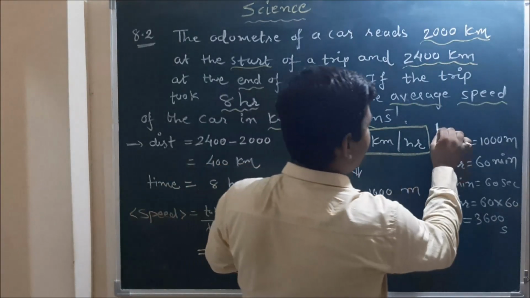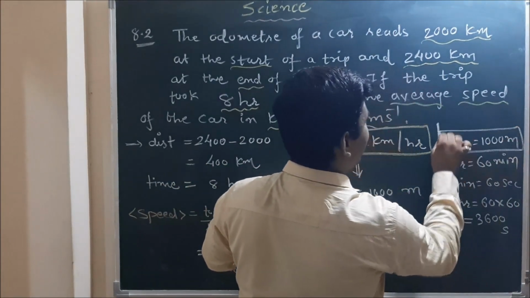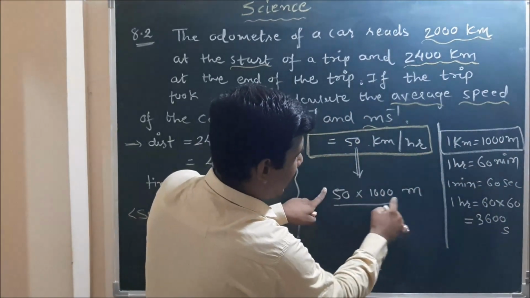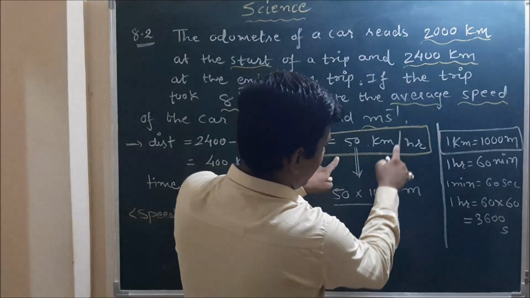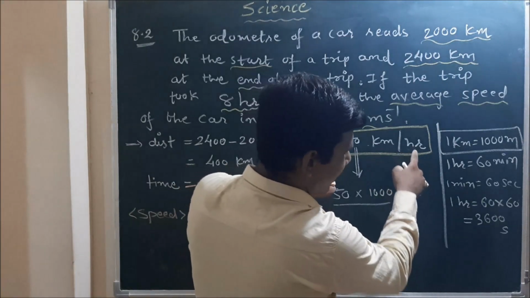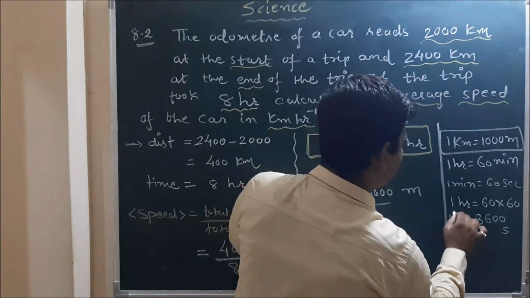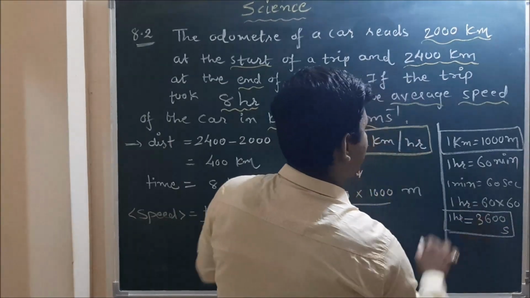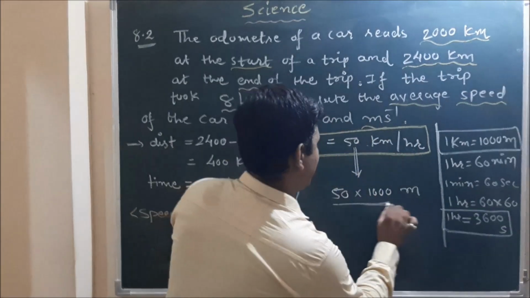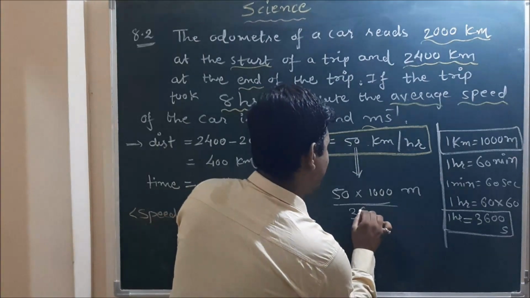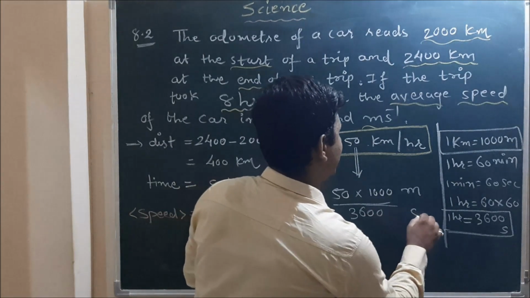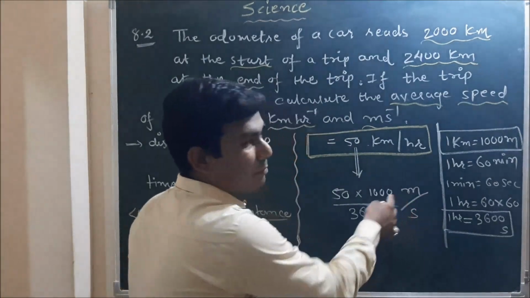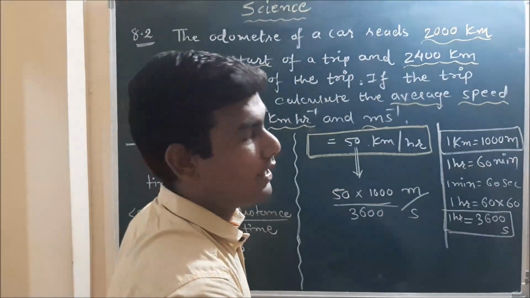So 50 as it is. Instead of kilometer, what can we write? 1000 meters. So I have written here into 1000 meters upon hour. Instead of 1 hour, we can write 3600 seconds. So we can do it like this, 3600 seconds. So here you can see our unit comes in meters per second.